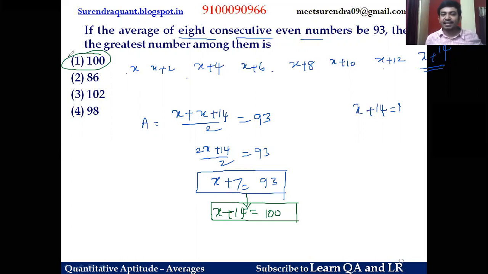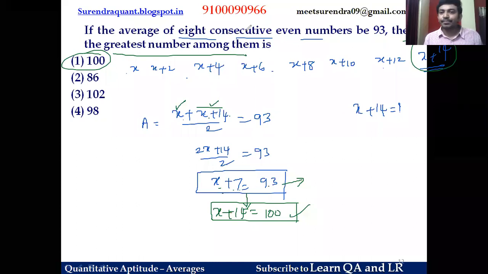So what we have done: we have 8 consecutive even numbers, considered as x, x plus 2, x plus 4, x plus 6, x plus 8, x plus 10, x plus 12, x plus 14. The average is given as 93. When there are constant differences, first term plus last term by 2 is the mean. So the first term is x, the last term is x plus 14, and 2x plus 14 by 2 is x plus 7, which is 93. But what is our requirement? The greatest among them, x plus 14. So x plus 7 is 93. When I add 7 to that, you get the requirement, 100. Simple. Next question.